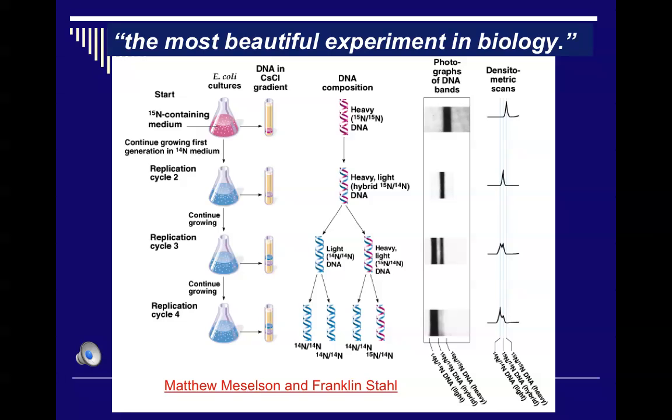Then we keep the E. coli growing, only now we switch the food. And instead of nitrogen 15, we're going to start feeding the E. coli nitrogen 14. Now, if it's semi-conservative replication, we should start to see essentially different bands or separate, distinct groups of DNA band patterns in our agarose gel.